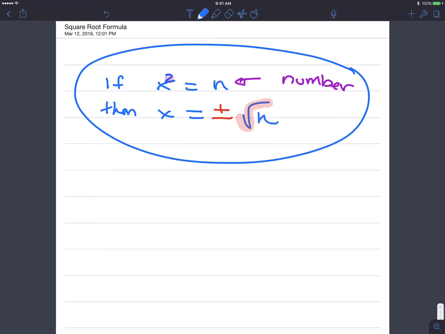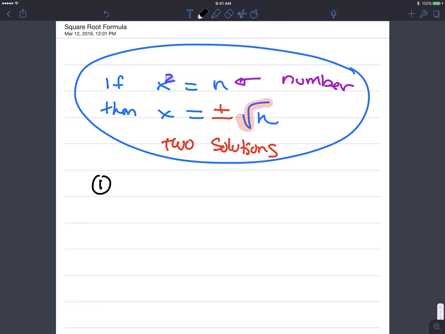And that's it. So we're going to use the statement, if x squared is n, any number, right, then x will be plus or minus square root of n. I want to emphasize that there are two solutions generally. Two solutions. Okay? The only time there's not is when n is 0, and then there's going to be only one solution. But generally speaking, there'll be two solutions here, and this is called the square root formula. It's a very valuable formula, and let me show you why.